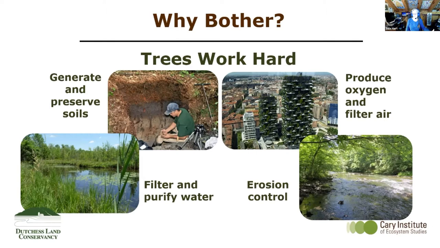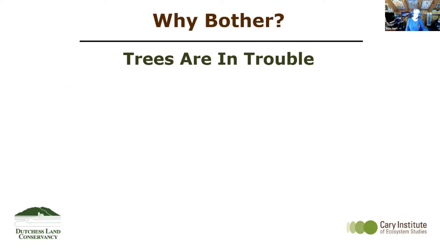It's thanks to trees that we have soils, and it's thanks to the tree roots that the soils don't wash away in a rainstorm. The trees are also producing oxygen and filtering our air, and their root systems and the soils are filtering and purifying the water that we drink. Trees are in trouble, another great reason to be able to identify trees. If you can identify a tree to species, and you're aware of the different types of diseases and pests that are in your area, you'll be able to be alert for which specific species of tree would be most susceptible to each different kind of pest.